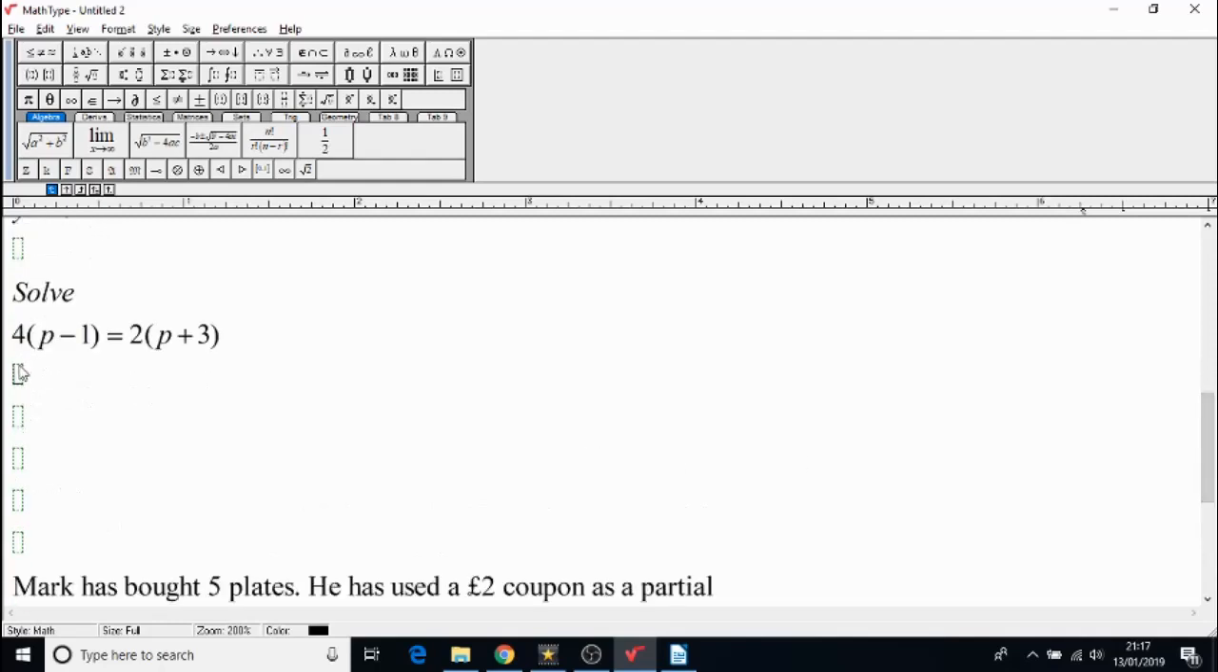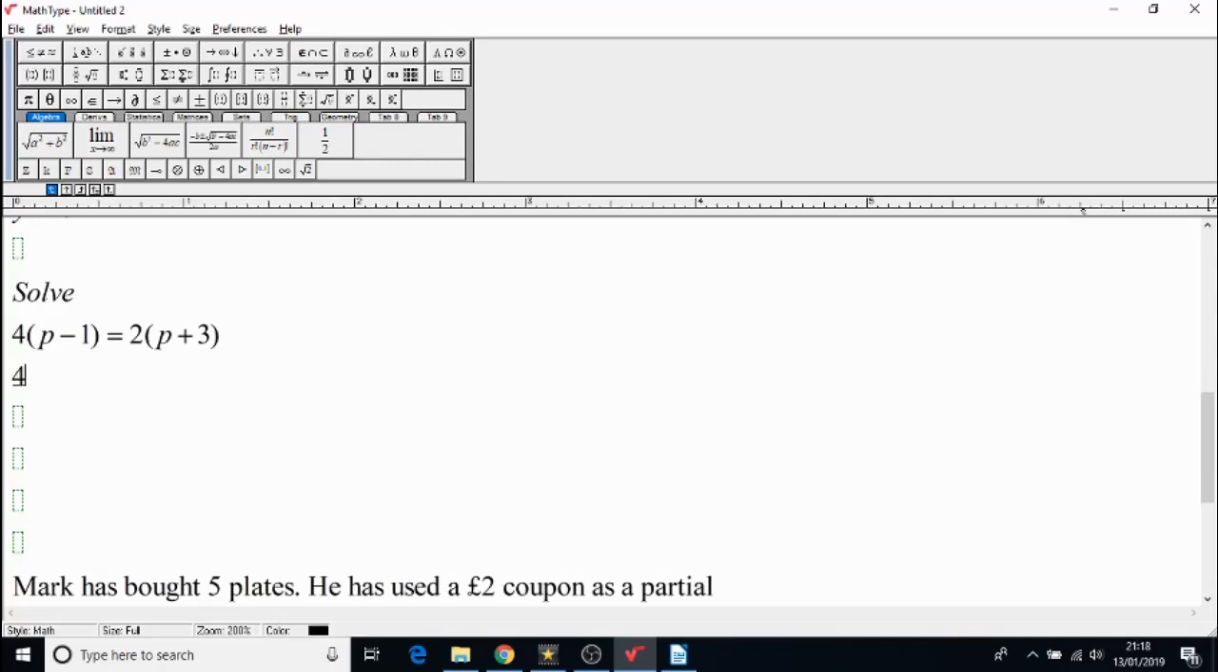And your third problem, 4 open bracket p minus 1 close bracket is equal to 2 open bracket p plus 3. This is where you expand the brackets. If you want to know how to expand brackets, see my previous video, how to expand brackets. With expanding brackets, you multiply whatever's outside the bracket by whatever's inside the bracket, and you do that on both sides.